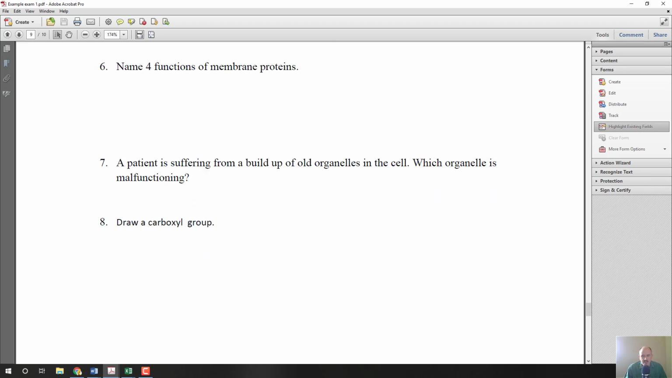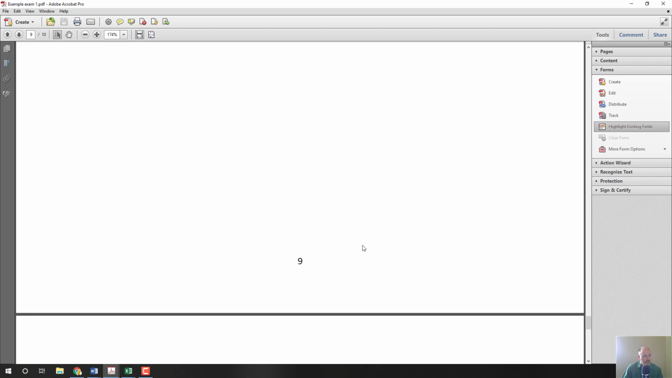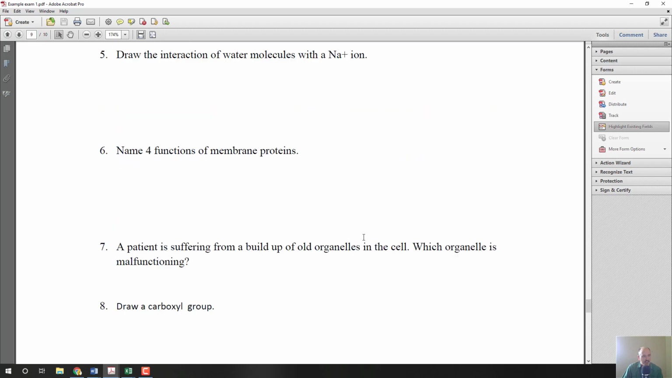Number 7, a patient is suffering from a buildup of old organelles. Which organelle is malfunctioning? Well, which organelle digests old organelles? Lysosomes do. Okay, lyso, that means to break down, right? Lysosomes. Draw a carboxyl group. That's a carbon double bonded to an oxygen on one, and then also with a single bond to another oxygen. That's a carboxyl group. All right, so that's an example of exam 1.